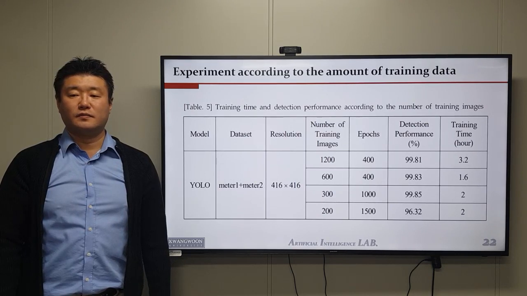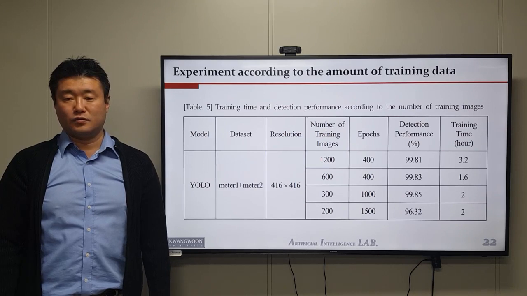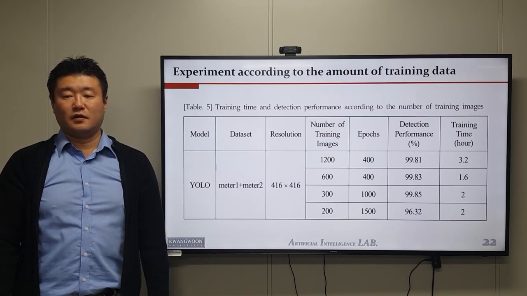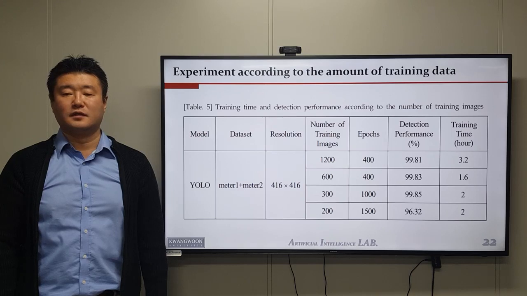As a result of the experiments, the model trained by reducing the number of images from 1200 to 600 cut the training time in half while maintaining detection performance.